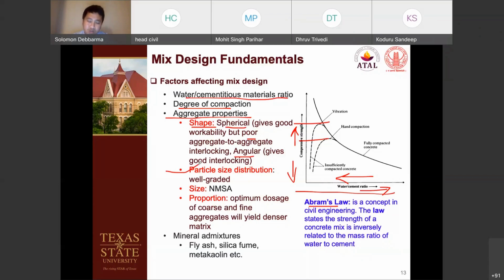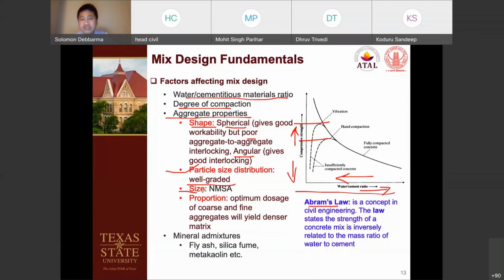So we usually want to go for well-graded aggregates, which have different sizes of aggregates. We need to have the large size aggregates, the intermediate size aggregates as well, and the smaller size aggregates as well. So for example, if you go for the poorly graded or the gap graded aggregates, in that case the voids will increase. And if the voids increase, the requirement of cement also increases. So that's why the particle size distribution also affects the mix design.